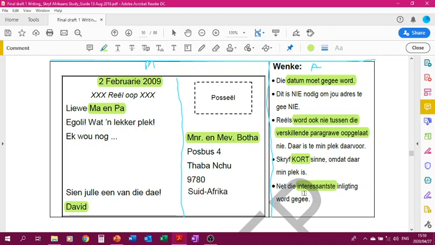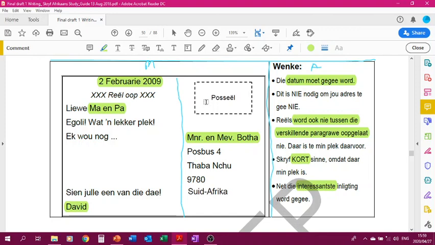Also remember, onthou ook, hierdie poskaart word nie in 'n koevert gesit nie. This is not being put in an envelope. So jy kan nie super persoonlike inligting in jou poskaart gee nie. You can't give sensitive information in your postcard because everybody will be able to read that. Okay? So very simple, don't think there's much issues.